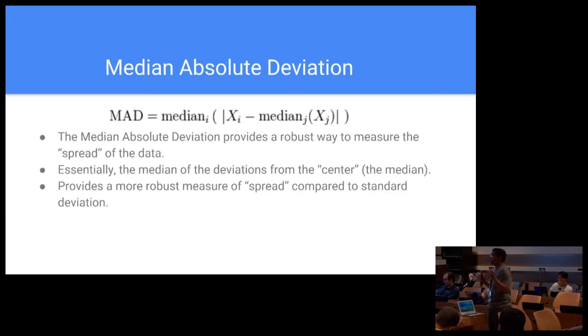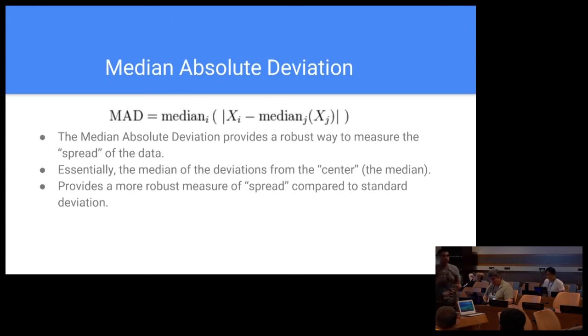It's a more robust cousin of the standard deviation. How it works is it's the median of the median deviation. You take the data, you calculate the median, you subtract the median from each value, and then you find the median of that.